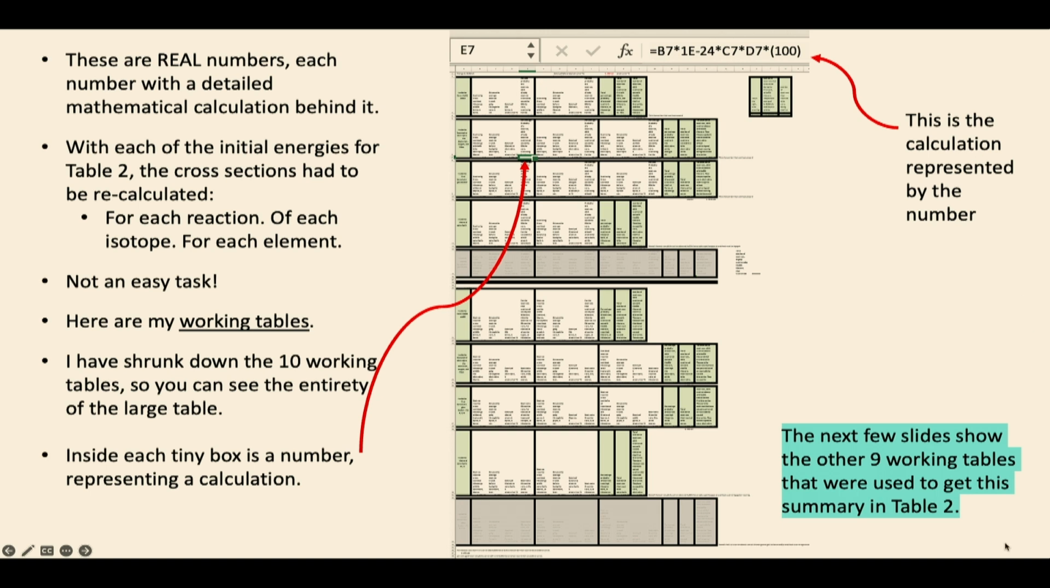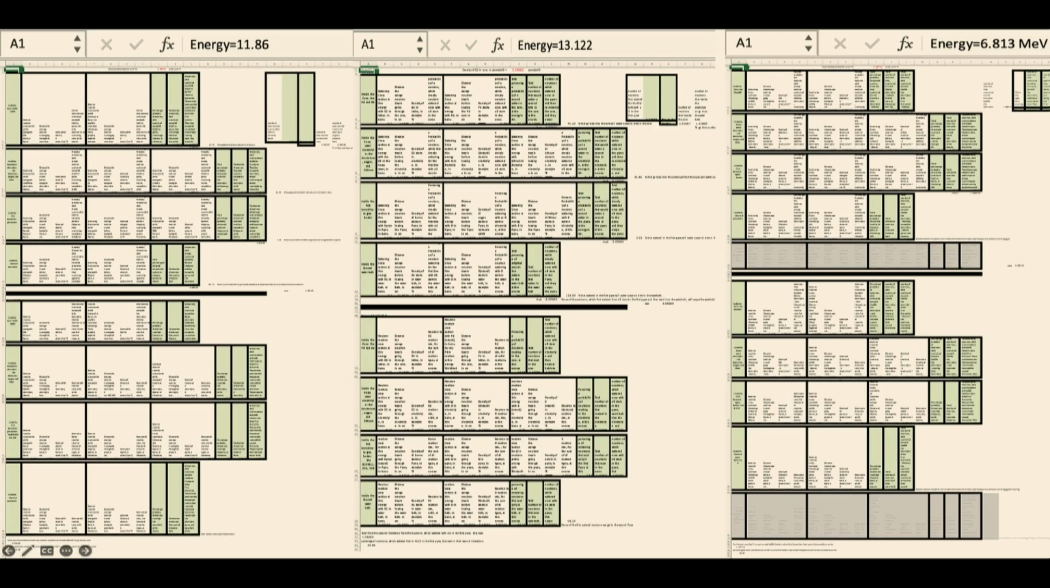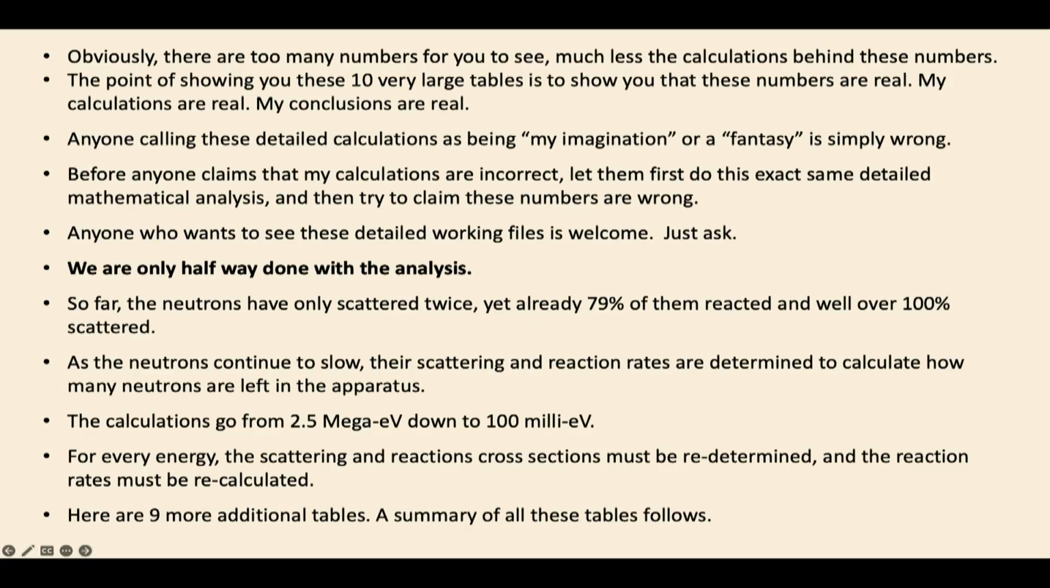The next few slides show the 9 other working tables that were used to get this summary table. And I've shrunk them down so you can see them all on one page. And like I said, these tables are difficult to create. It takes a couple of days for each table. Obviously, there are too many numbers for you to see, much less the calculations behind these numbers.